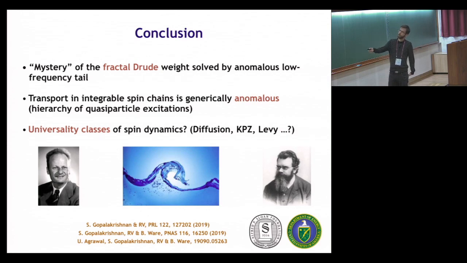And of course, one question that would be nice to wrap our head around is if you can classify all types of universality classes of spin dynamics. We know we can have diffusion. Probably we have KPZ at this point. Here I'm arguing that you have Levy flight type corrections in some regimes, and there could be others, of course. So with this, let me thank you for your attention. Thank you.